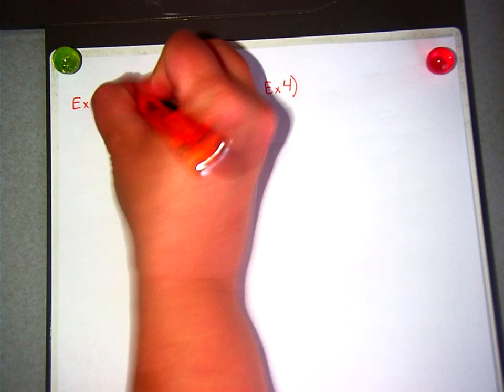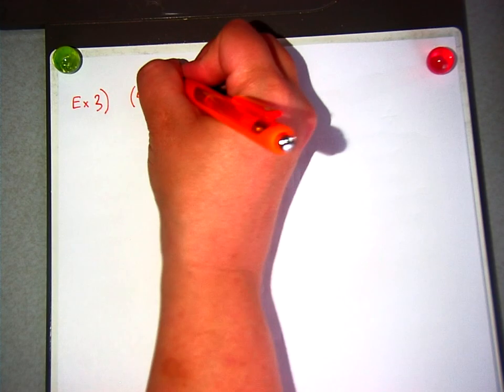Here we go. First one is parentheses 4 plus 5, parentheses, squared.